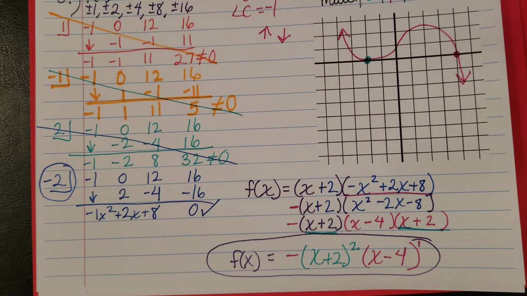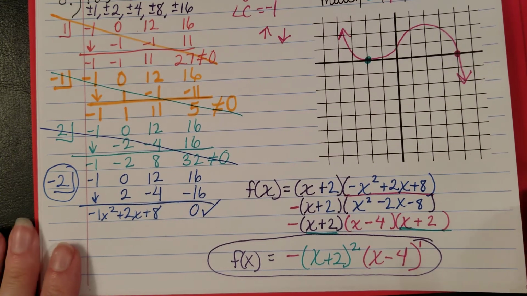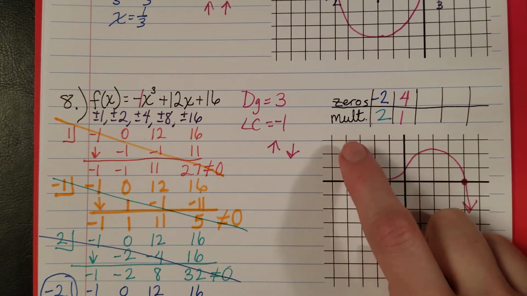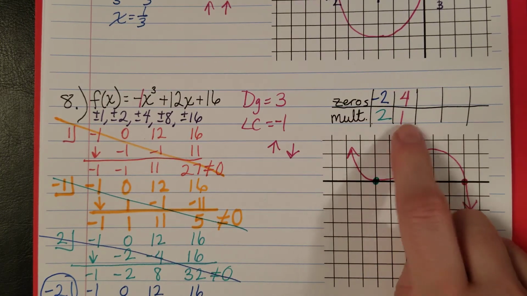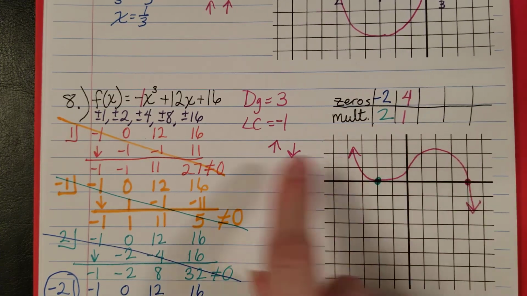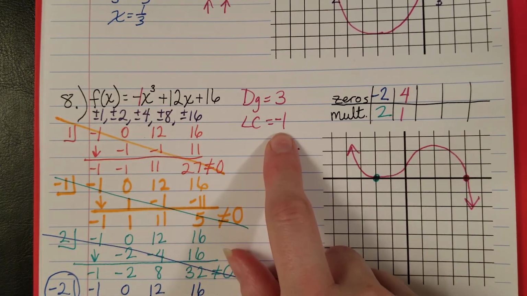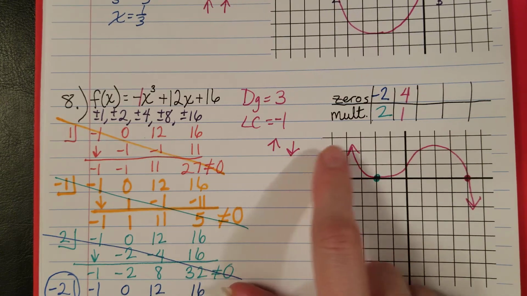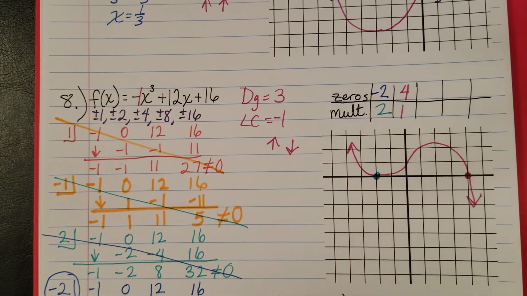We had this multiplicity of 2 here, which means it bounced here, and multiplicity 1 here, which means this goes straight through. Degree is 3, your leading coefficient is -1, which means your arrows go like this. So there they are. All right, so then we'll move on to number 9.